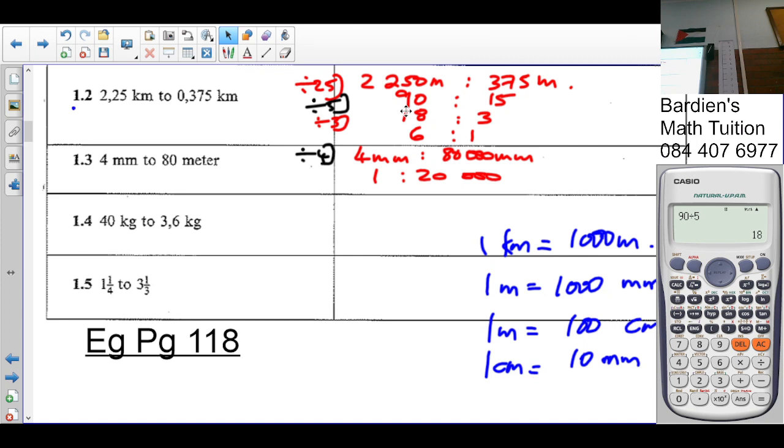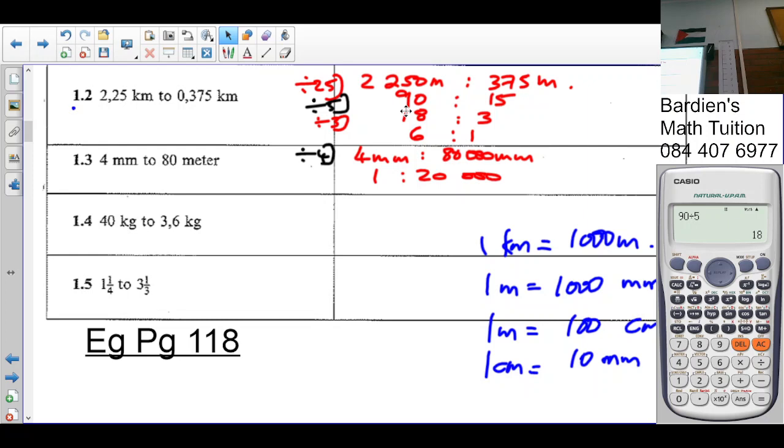40 kilograms to 3.6 kilograms. So since I'm working with decimals, I'm going to convert kilograms to grams. How many grams are there in a kilogram? 1,000. 1,000 grams in 1 kilogram.